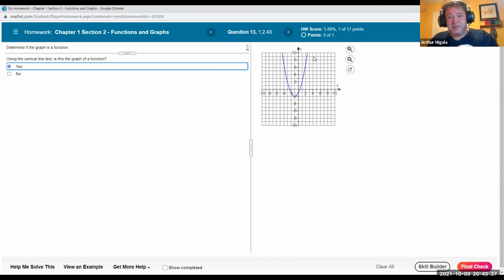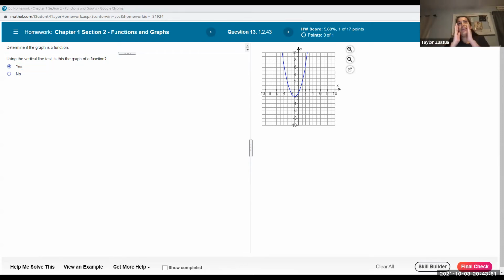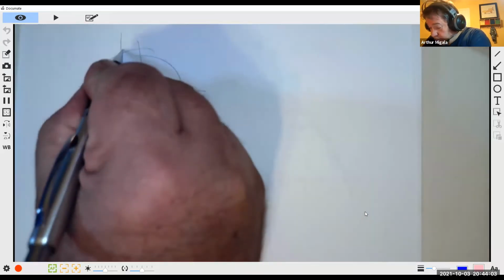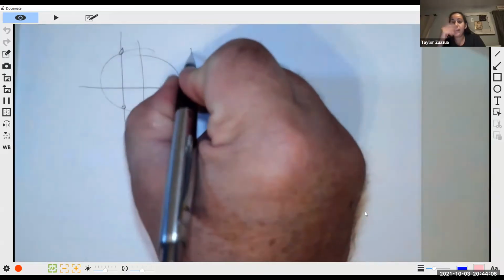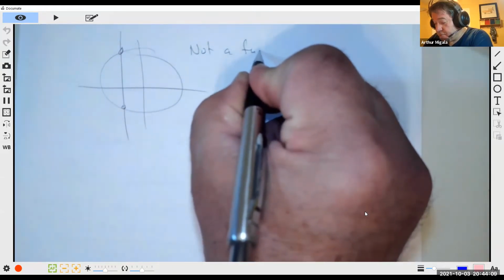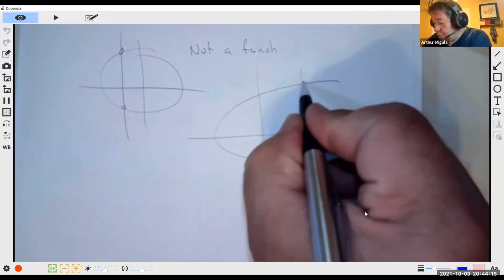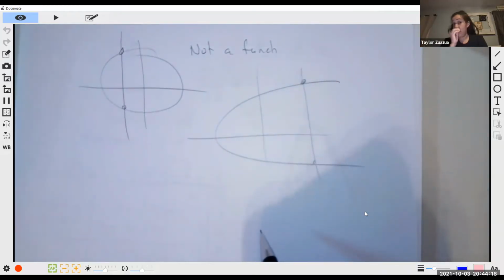For example, if it was a circle, a vertical line would cross twice through that graph. So what you're saying is, if a vertical line were to cross twice, then it's not a function. Right. If we had a circle, any vertical line I draw crosses it more than once. Or if it was a hyperbola, it crosses it more than once. So it is not a function.